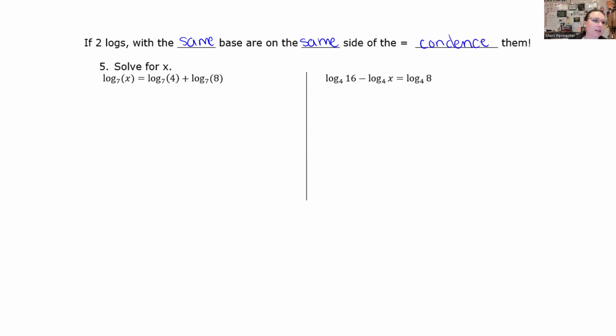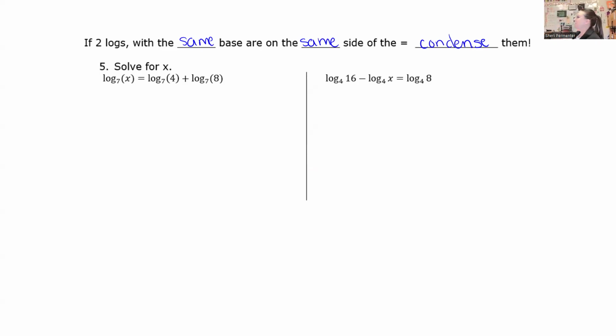That doesn't feel right. Is condense with an S? Does that feel more righter? In any case, y'all know what I'm talking about. We're going to combine them together or condense them. I know how to say the word, even if I can't spell it.